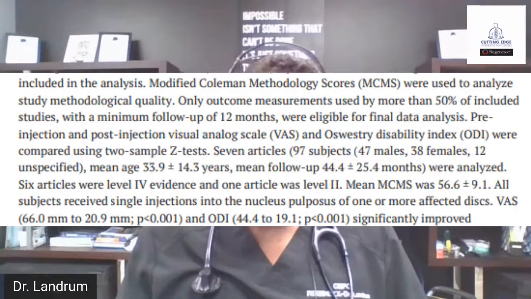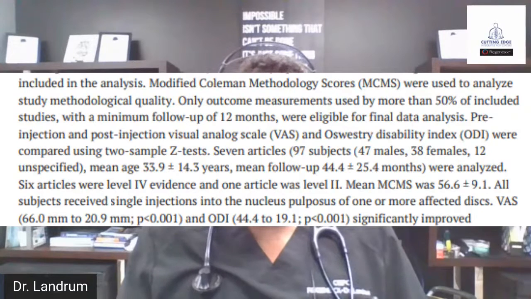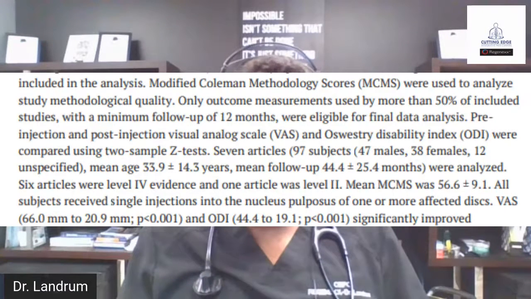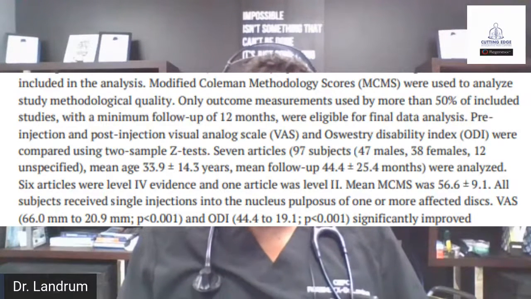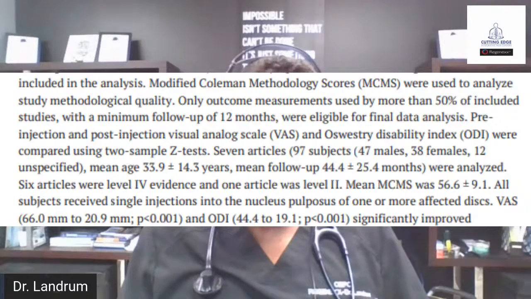When we get into the further context of this, they looked at a whole host of key things, but at the end of the day, they found 7 articles that looked at a total of around 97 subjects who had intradiscal injections, with a breakdown of 47 males and 38 females, and a mean age of 33.9 plus or minus 14 years. They looked at all subjects who had injections into the nucleus pulposus of one or more affected discs. Okay.